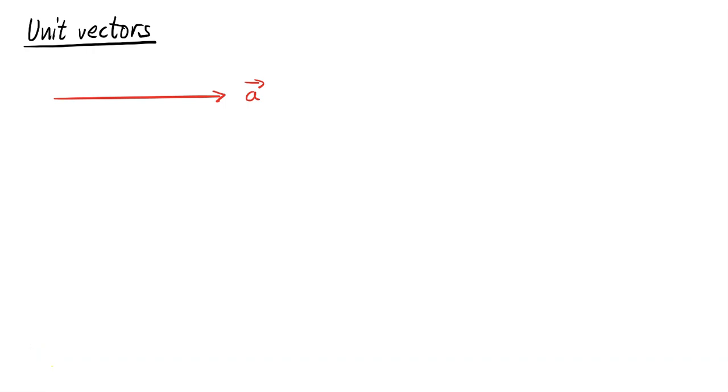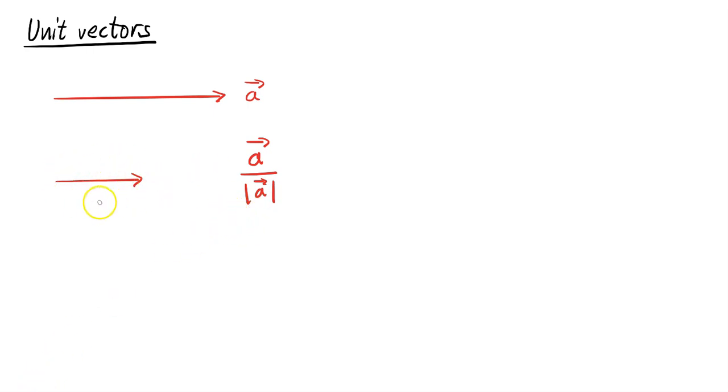A unit vector is a vector with length 1. So let's say we start with some arbitrary vector A, and we want to make a vector out of this that has length 1 but which points in the same direction. Then we could just take A and divide it by its own length, because then we make a vector that has the length of 1.